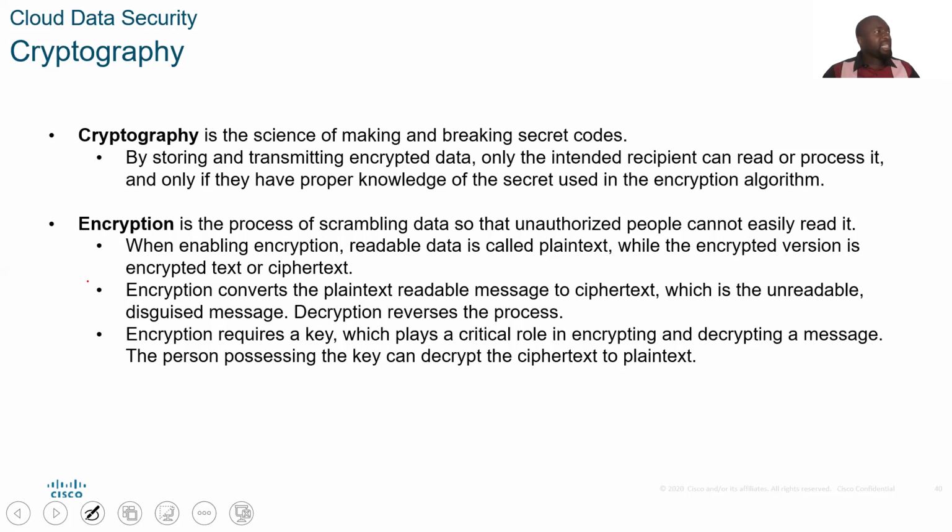If the plain text says, I am hungry, for instance, the cipher for that looks nothing like I am hungry. It looks something different. So that's where encryption comes in. Encryption converts the plain text readable message to ciphertext, which is an unreadable, disguised message. Decryption reverses the process. Encryption requires a key, which plays a crucial role in encrypting and decrypting the message.